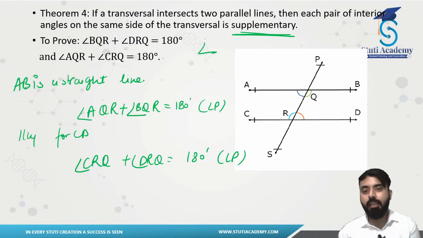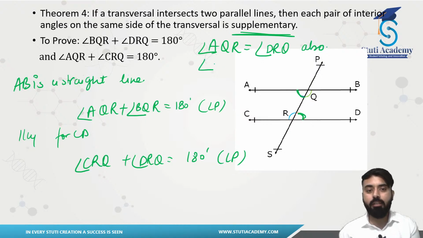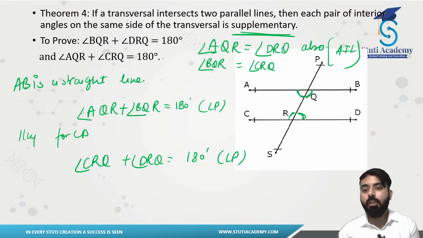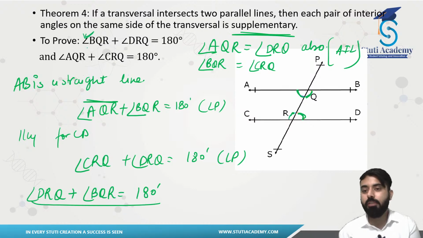I know angle AQR, that means this angle, is the same as angle DRQ, that means this angle. Also, angle BQR, that means this one, is the same as angle CRQ, that means this one. And why is that? Alternate interior angles, right? So in place of AQR, can I write it like this? Angle DRQ plus angle BQR, that should be 180, and this is the proof.